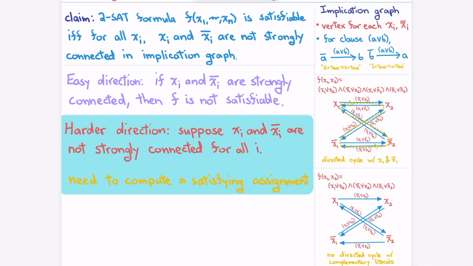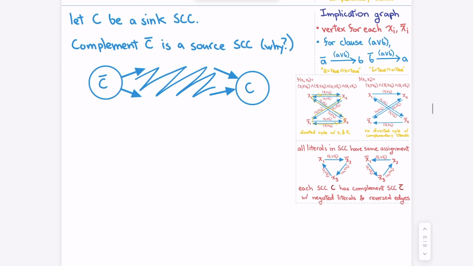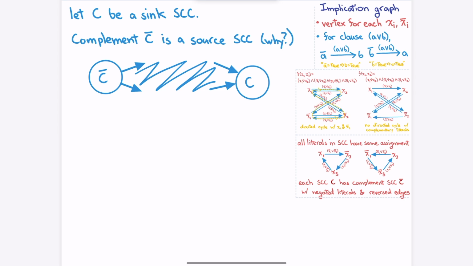Okay, so now with those observations in hand, let's try to accomplish this. Before, we focused on source components, but you can just as well focus on sink components. Suppose I have a sink component C. The claim is that the complement is a source component. Why? By complement, I mean that opposite component. Yeah, this is coming from that complementarity. If this was not a source and there were other edges coming in, then from the opposite, you must have something going out.